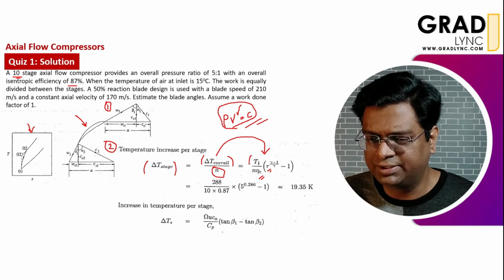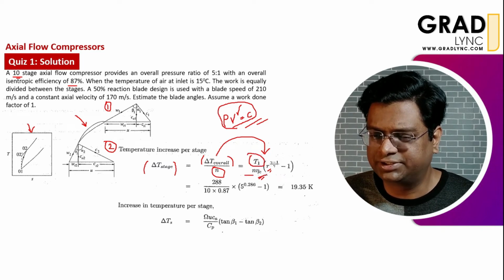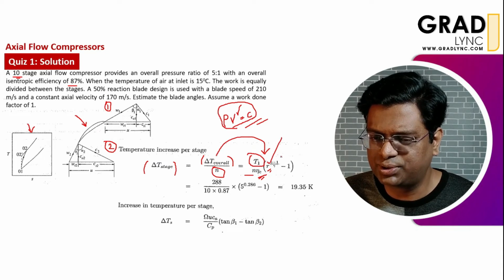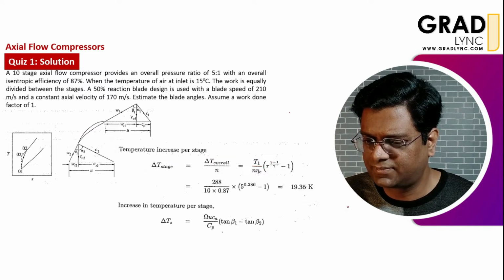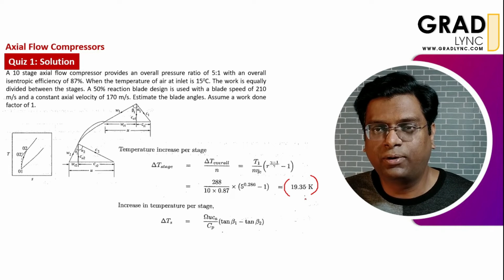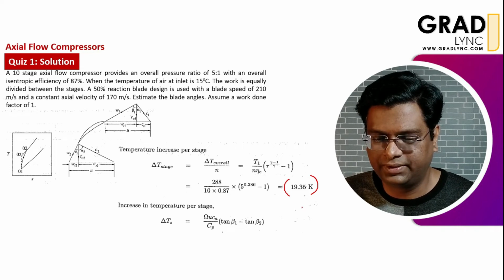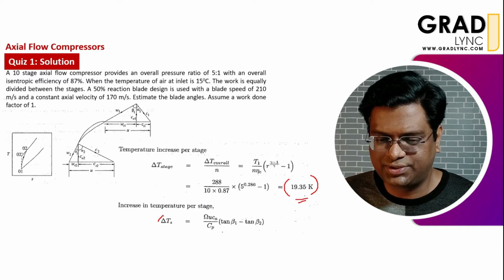So then we have all the values, that is the inlet temperature, number of stages, stage efficiency, the pressure ratio, and the gamma value is known, minus 1. So all the values we are going to substitute, and if I solve, I get the stage temperature rise as 19.35 Kelvin, right?